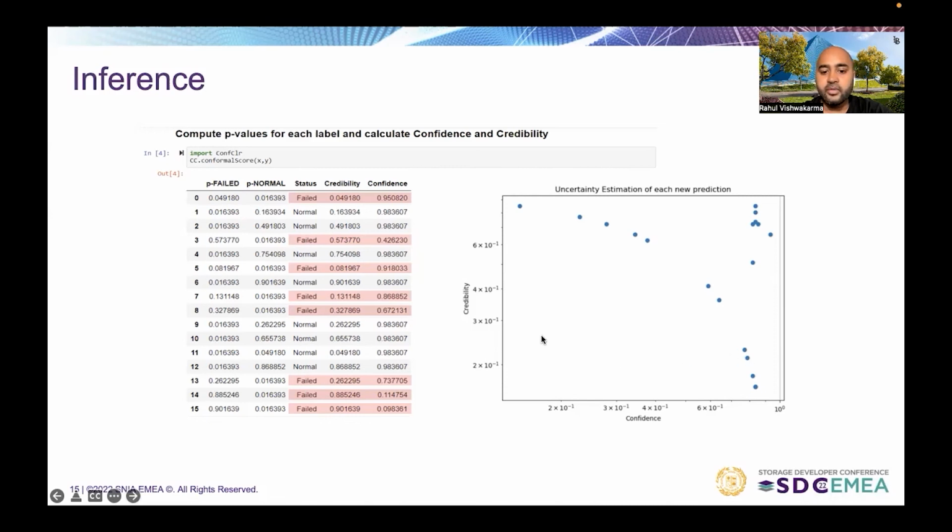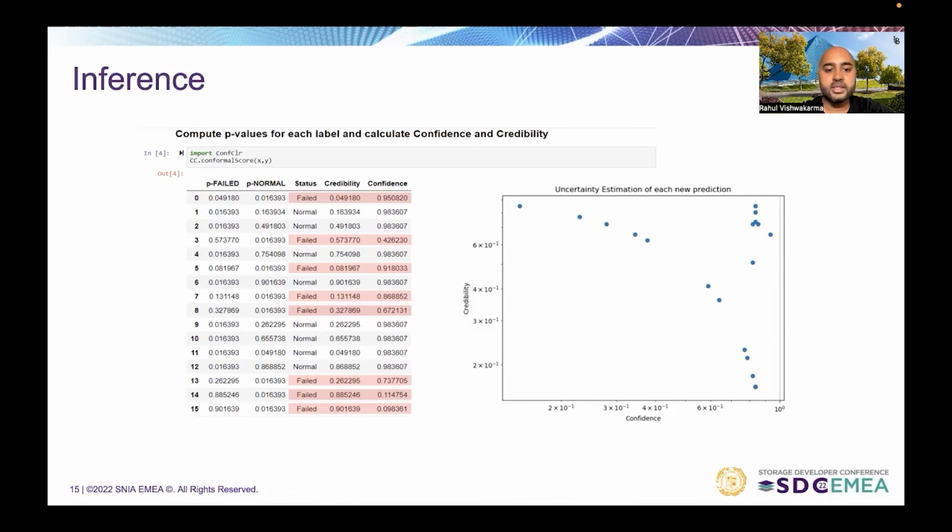Apart from this, the algorithm also tells you what it doesn't know. ML will tell you the status, like failed or not. But using conformal prediction, it will also say that I don't know, I can't predict. Based on that, you can make a decision on what exactly needs to be investigated.